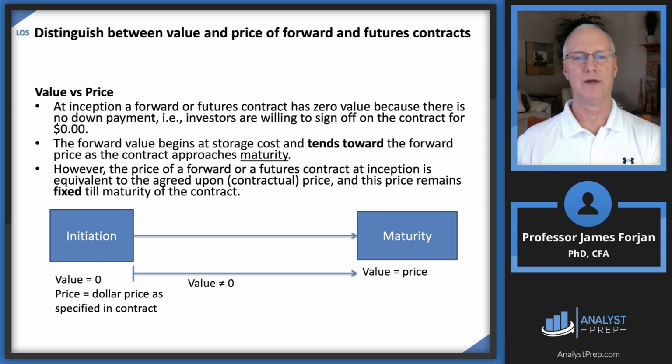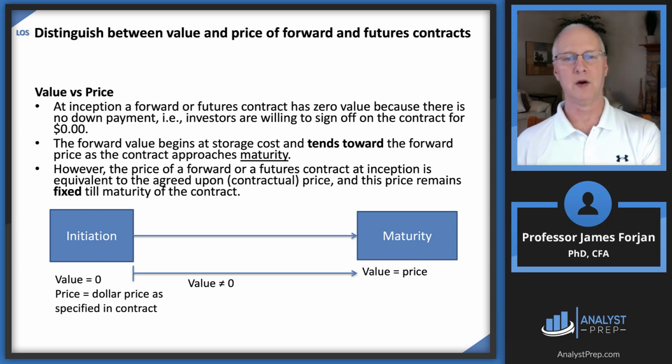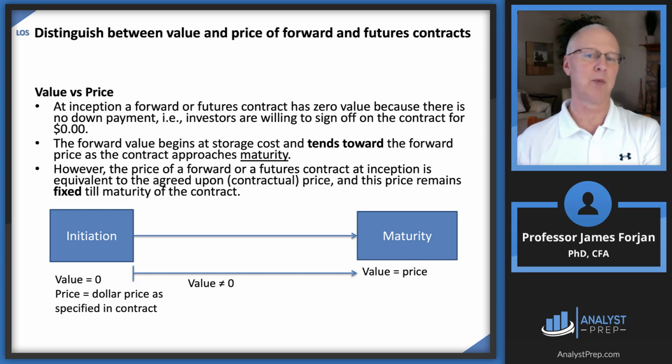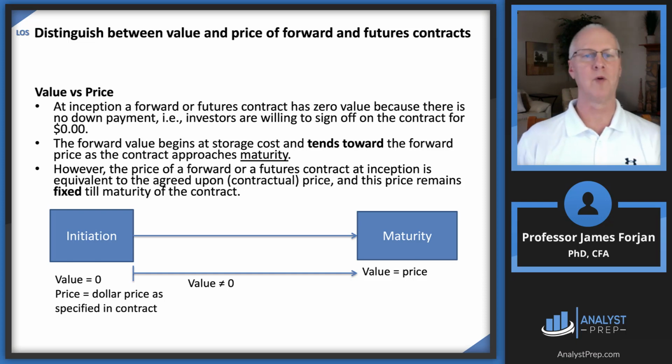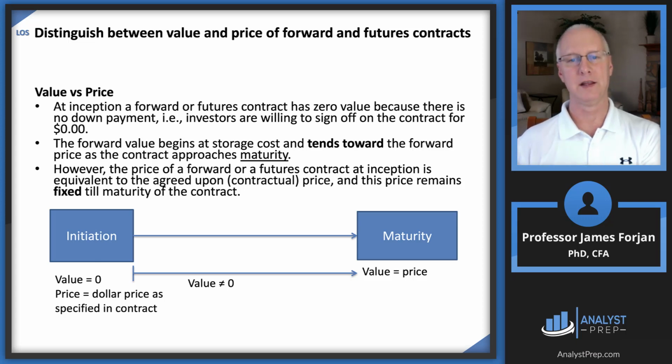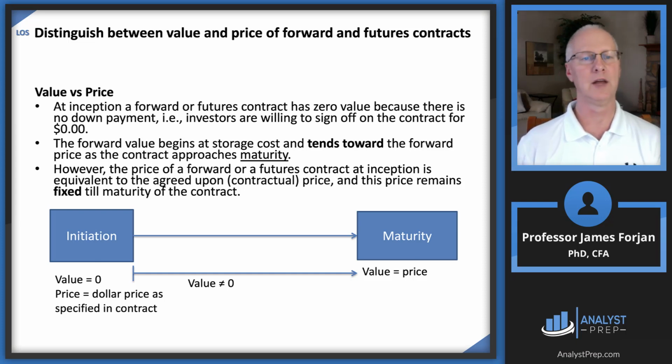Now, the forward value probably begins somewhere where the owner of the underlying asset has to store the asset, like the Apple that we just talked about. And so what happens then is that the forward value will tend to move towards that forward price as the contract approaches maturity. And then at maturity date, the spot price and the forward price or the futures price are going to converge. We'll talk at length about convergence at level 2.